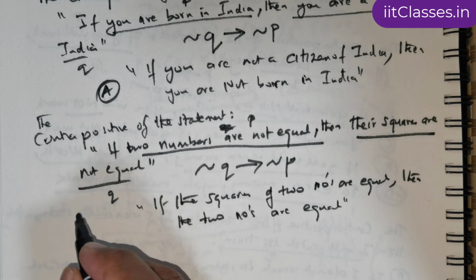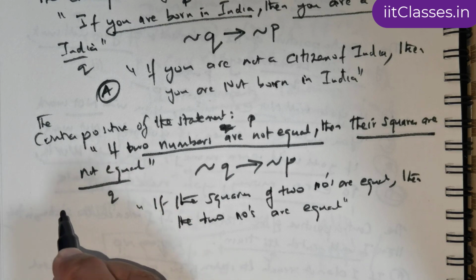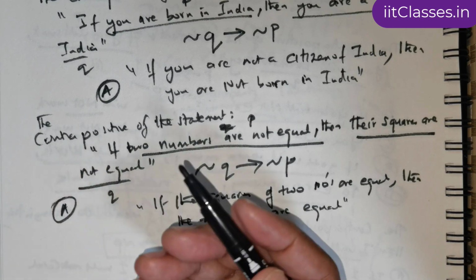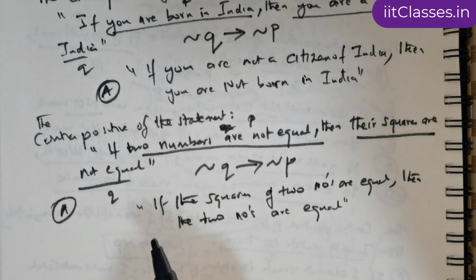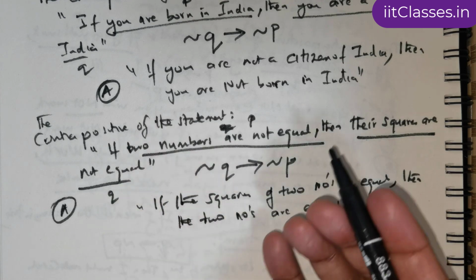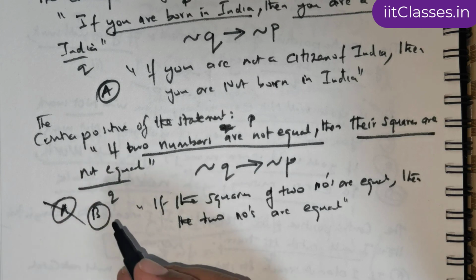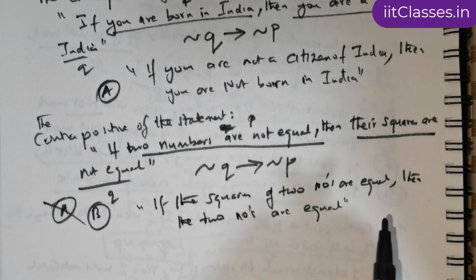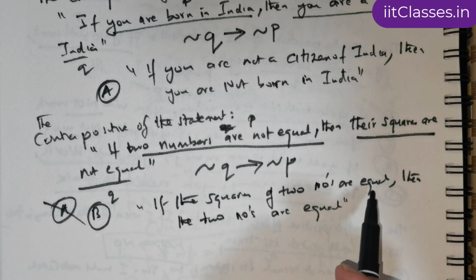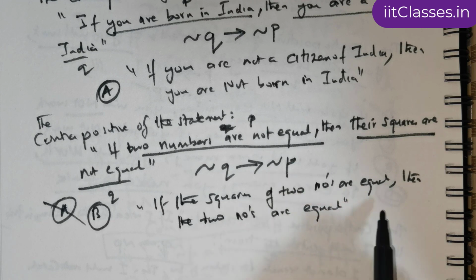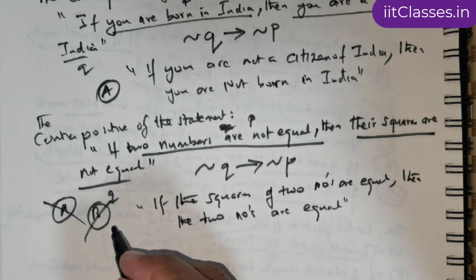So clearly if you were to go and check the choices, you can see that A clearly states if the squares of two numbers are not equal. So we don't need that. So A is gone. And check for B. If the squares of two numbers are equal, okay, the first part is fine. Then the numbers are not equal, it says. So B is also gone.